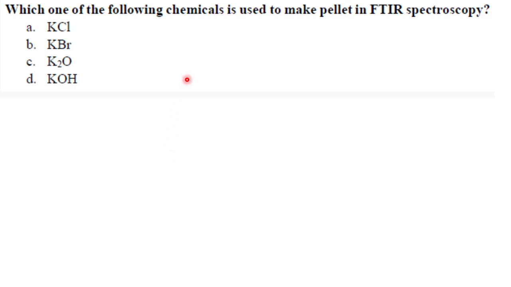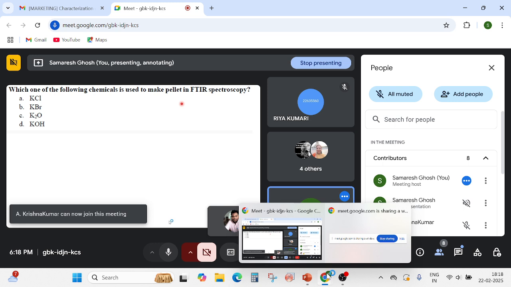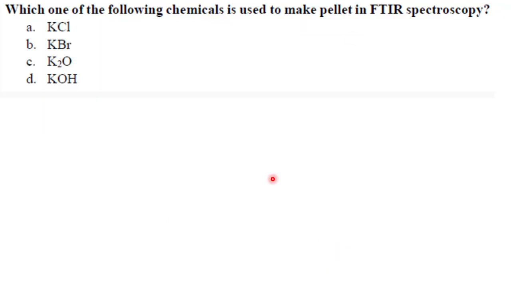Now, which of the following chemicals is used to make a pellet in FTIR spectroscopy? KCl, KBr, K2O, KH. Yes, it is KBr.